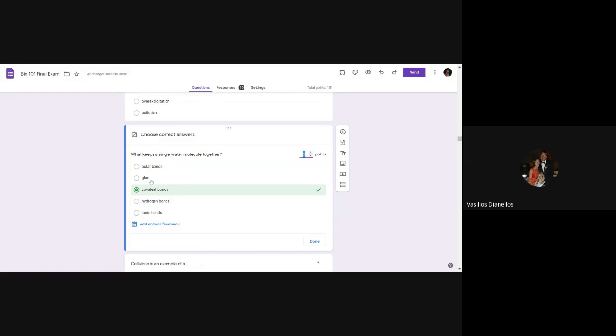And I think somebody chose that. I hope not. But I really do think off the top of my head that somebody chose that. I don't know why, where you would get that idea. But anyway, the answer is covalent bonds. And if you chose any of these other hydrogen or ionic bonds, you got partial credit. If you chose any of these two, you got zero credit.